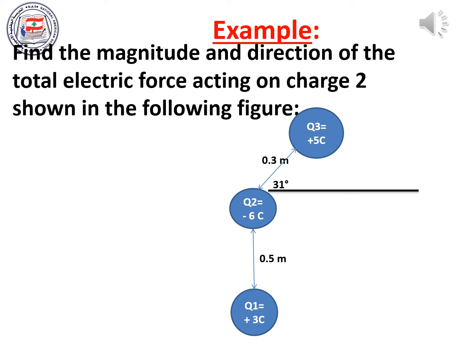As you can see in the figure in front of you, which will be given, charge 2 is equal to negative 6 coulombs, charge 3 is positive 5 coulombs, and charge 1 is equal to positive 3 coulombs. The distance between charge 2 and charge 3 is 0.3 meters. The distance between charge 2 and charge 1 is 0.5 meters. And charge 3 is over the horizontal by an angle of 31 degrees.